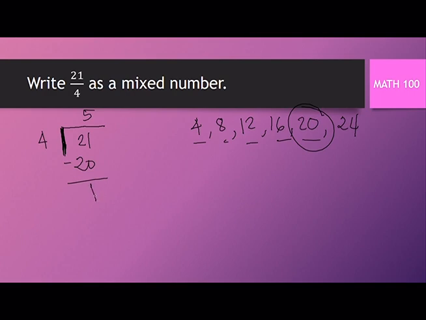So writing this one into a mixed number, our answer will be the whole part. So we have 5. And then for the remainder, that will be the numerator, the top number of your fraction. So we have here 1 over 4.